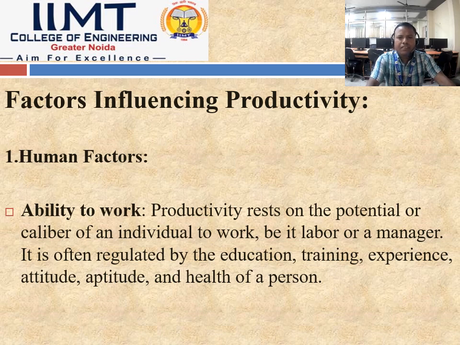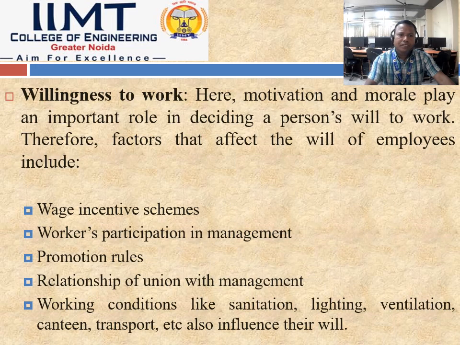Human factor: the person who is working in your organization, what is their ability to work. Productivity rests on the potential or the caliber of an individual to work, be it labor or a manager. It is often regulated by training, on-the-job training, education, experience, attitude, aptitude, and health of the person. Second means willingness to work.